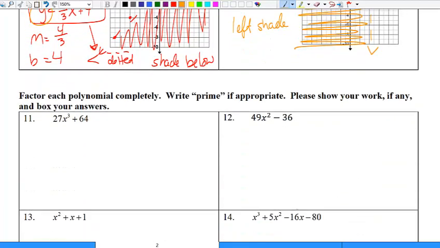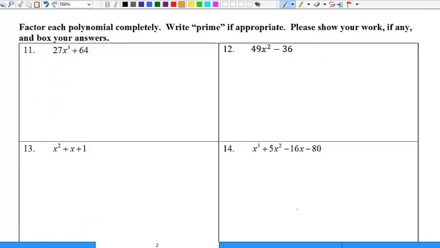Excellent. Our next section is to factor. Factor completely. Write prime if appropriate. Please show any work and box your answers. Now, there are at most one prime problem on this test, okay? I think there is one prime problem on this practice exam, so if you don't know the answer, putting prime on like half the problems is not going to be very helpful, so you should be a little bit careful about that. Okay, going through our steps, when we're trying to factor, the first thing you look for is a GCF.